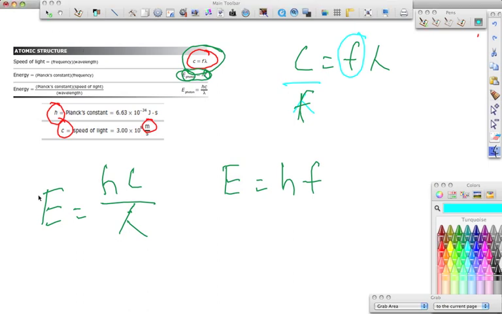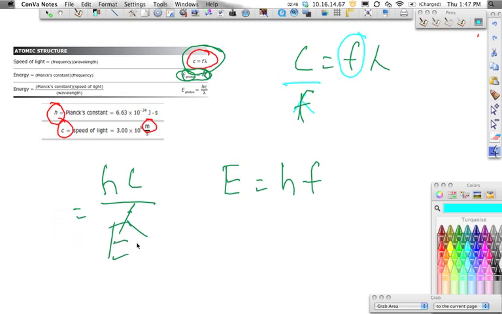Okay, so if it wants wavelength and it gives us energy, put that guy in the denominator. That guy over here. Okay? So whatever it gives you goes on the bottom.